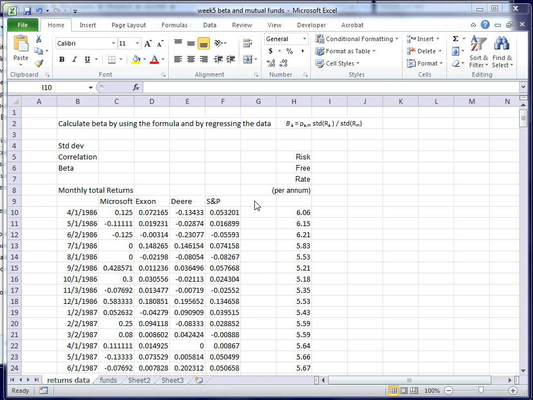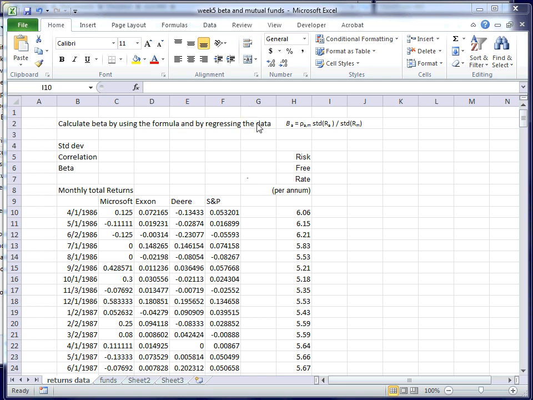Now what we're going to do is estimate beta and alpha using linear regression analysis. I'm going to do this in this spreadsheet, week 5, beta and mutual funds. It's available on the website. I'd suggest you download it and follow along.